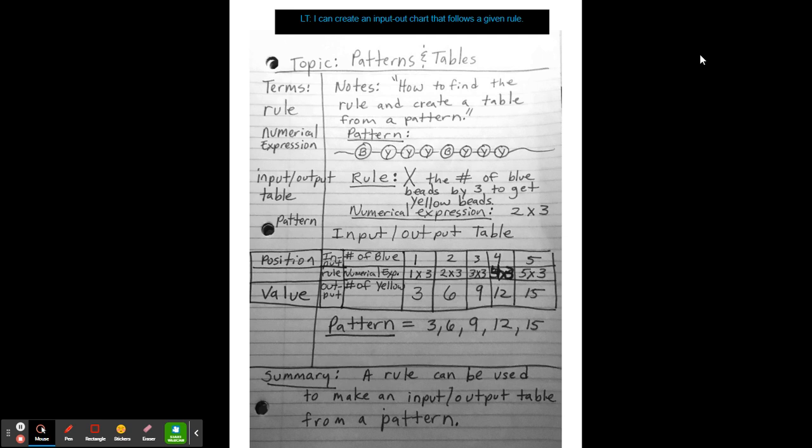Also, I just want to remind you of our learning target for today. It was I can create an input output chart that follows a given rule. And so that is exactly what we did today. And now it's your turn to practice on your own. Good luck. And remember, you can refer back to this video at any time. Also, if you're not finished with your notes, pause the video and you should be able to finish copying. Good luck and enjoy your algebraic journey.